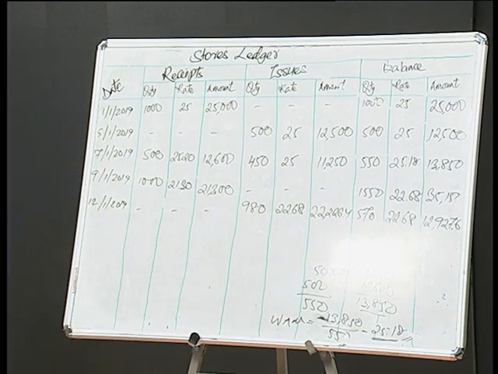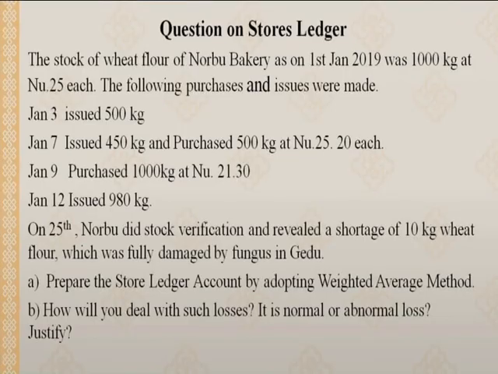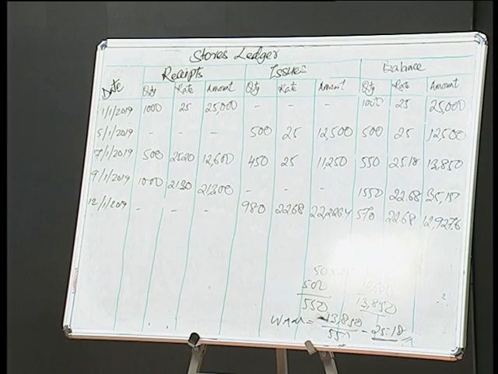Okay. So now the last we have is on 25th, Norwood did stock verification and revealed a shortage of 10 kg. Okay, so that shortage, in this solution, now I just told you how to make a treatment, assuming it either as a normal loss or abnormal loss. And for this solution, we are going to make a treatment of that 10 kg loss as a normal loss.